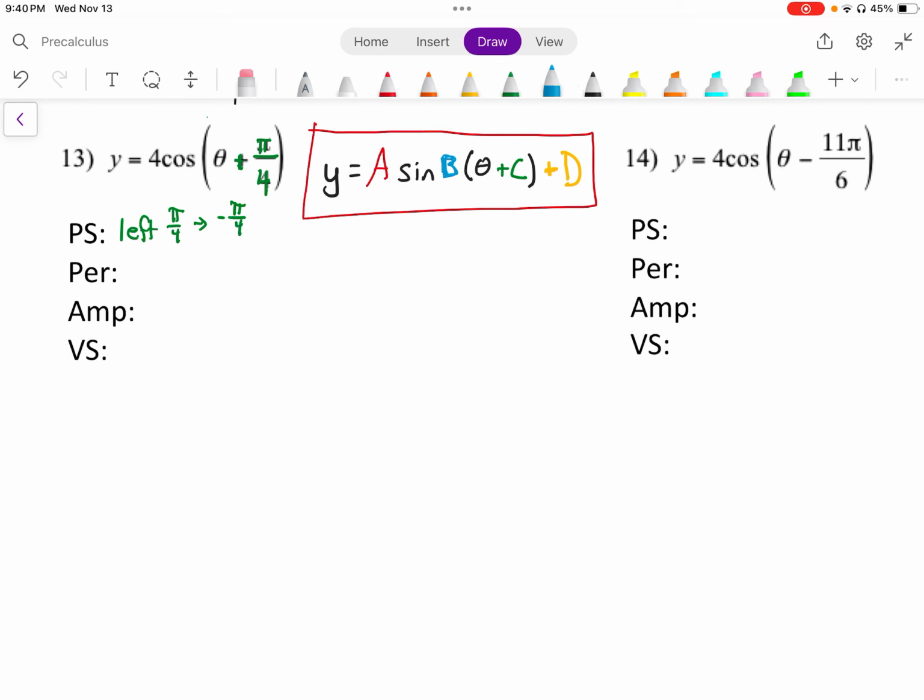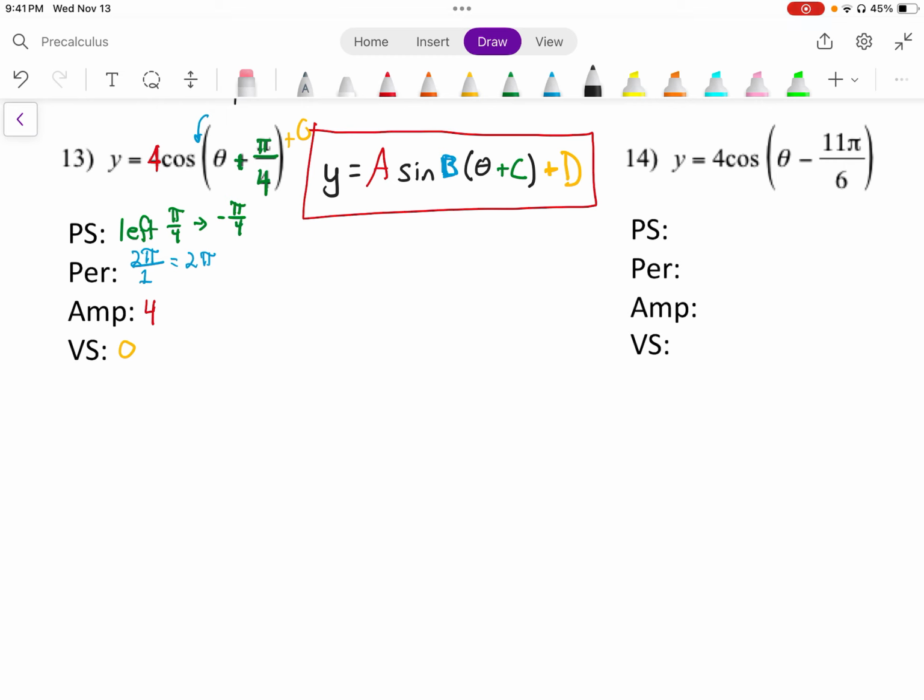Period. Period comes from what's multiplied out here times theta. It's a 1 there. Now the period isn't 1. Remember, period is the normal period of cosine divided by whatever number that is, which if it's 1, is obviously just 2 pi. For here, this is the amplitude. And then the vertical shift is 0 because nothing is added out here.